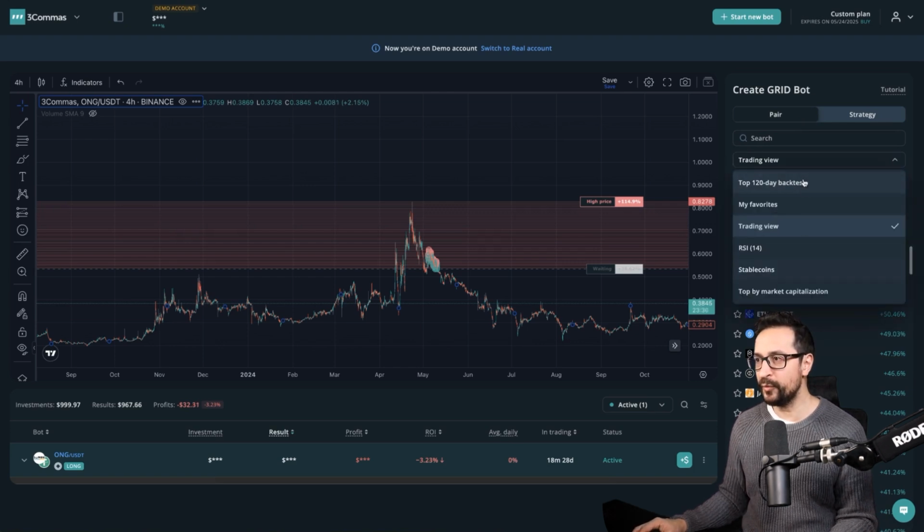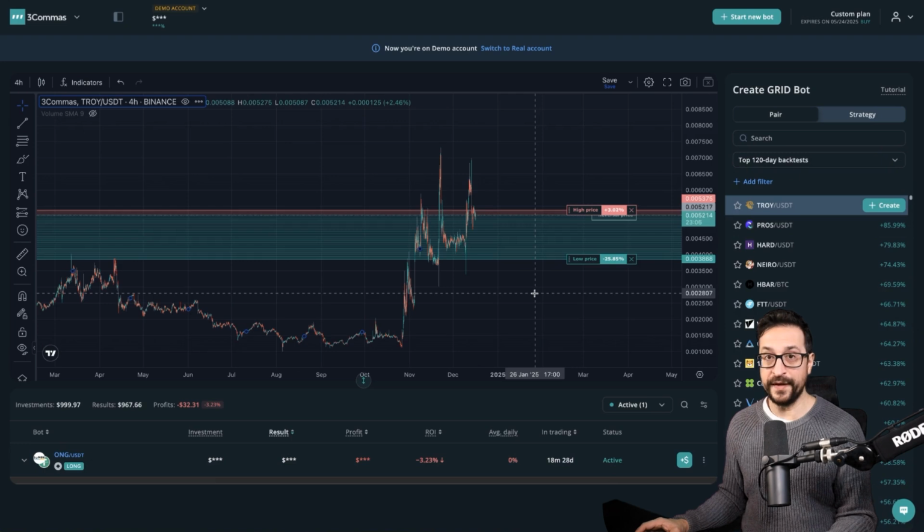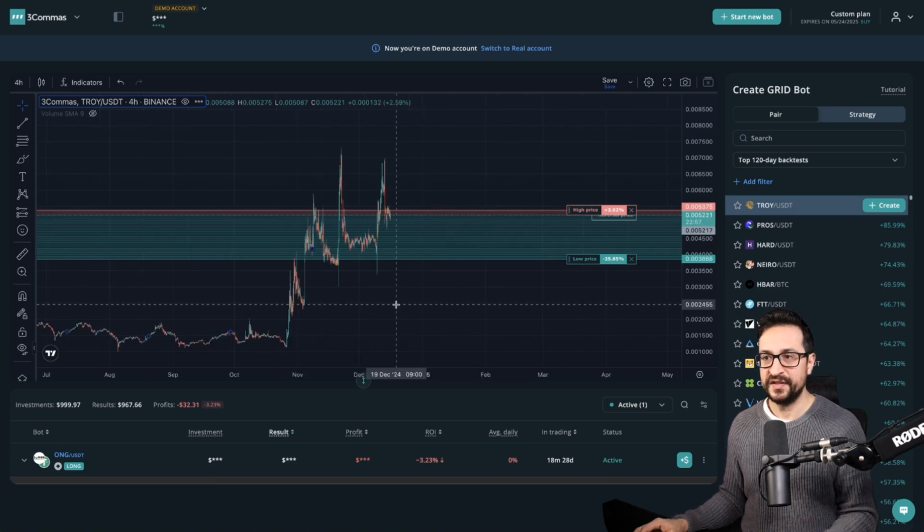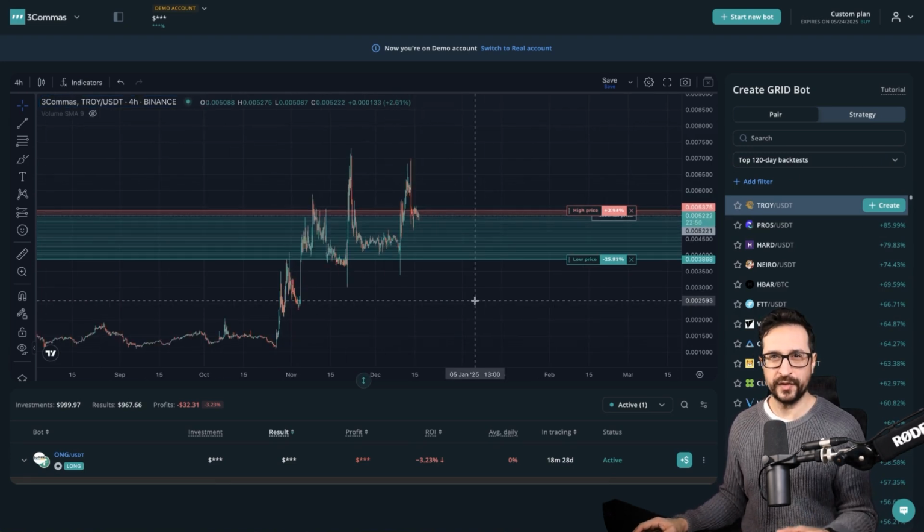You can select multiple criteria for finding different opportunities, starting with TradingView buy and strong buy, RSI, and even finding the top 120-day backtests here at the top. I think one of the short-term greater opportunities to use a grid bot in a bull market is right after seeing a bull flag on a strong trend to the upside.